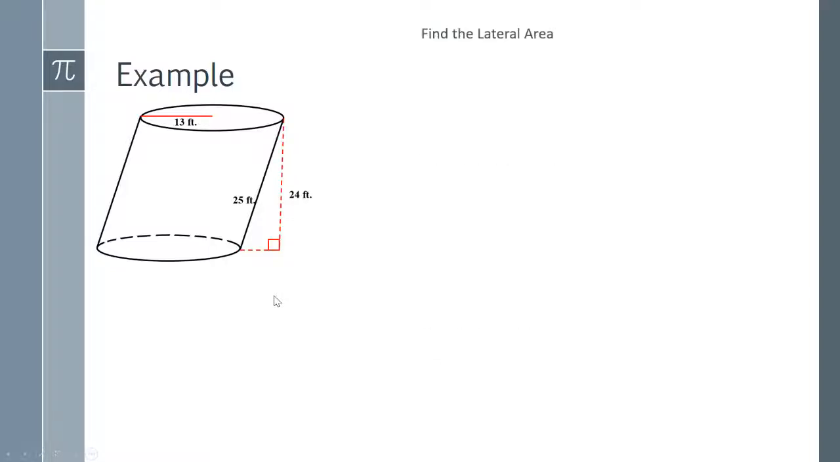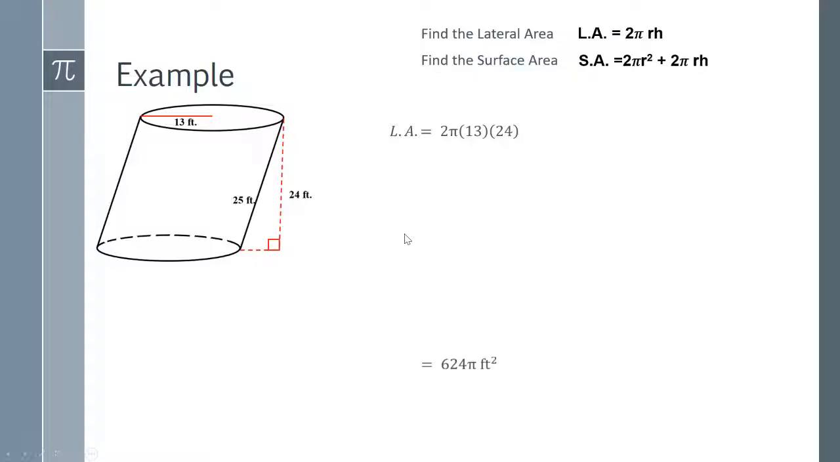So we're going to find the lateral area and the surface area. Lateral area is 2 times pi times the radius, which is 13, times the height, which is 24. Remember, this is extra information right here. Don't worry about that value. So 2 times 13 is 26. 26 times 24, 624 pi feet squared.